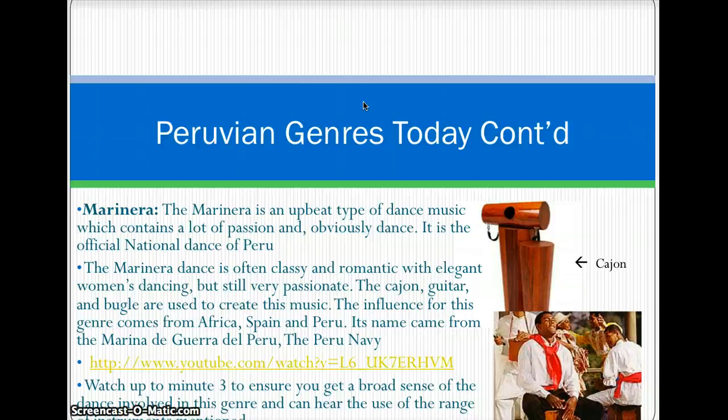The influence for this genre comes from Africa, Spain, and Peru. Its name came from the Marina de Guerra del Peru, which is the Peru Navy. So we're going to watch a short clip on this.